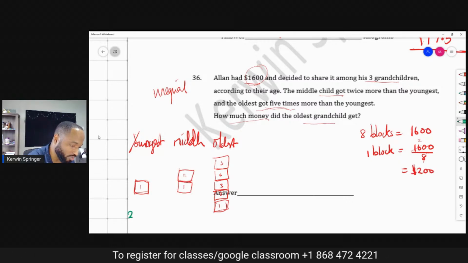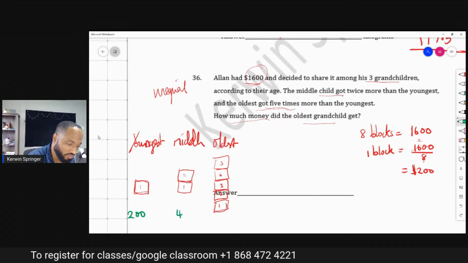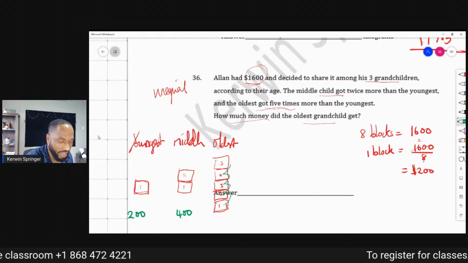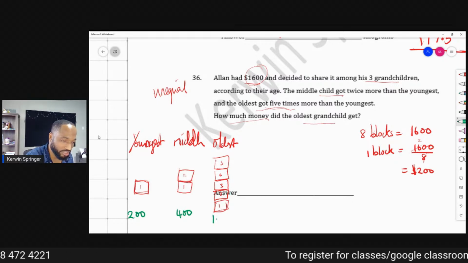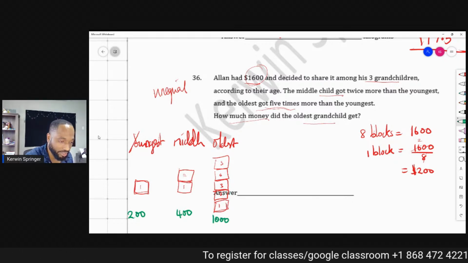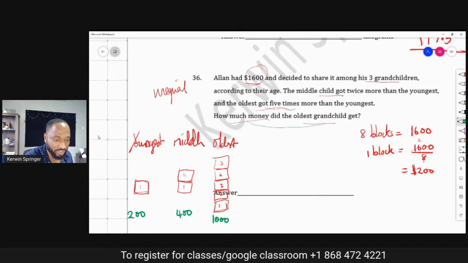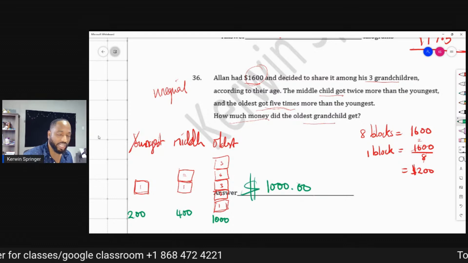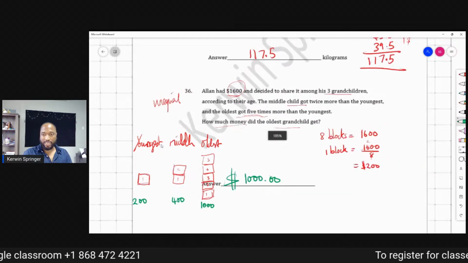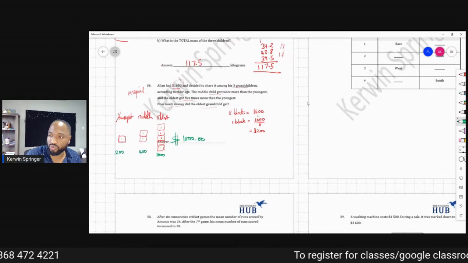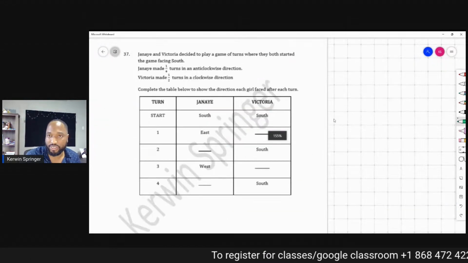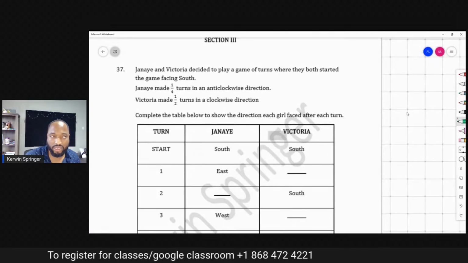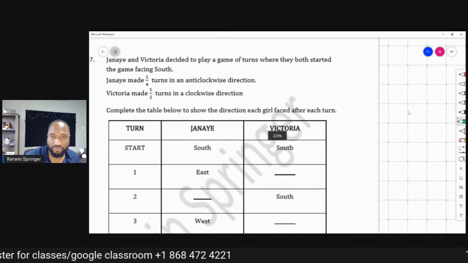So you know what this means? The youngest got 200, the middle got 400, and the oldest, 5 times 200, is $1,000. How much money did the oldest grandchild get? $1,000. Well done, chat. You all understand? So the best way to approach those questions is with some graphics, like the column graph.